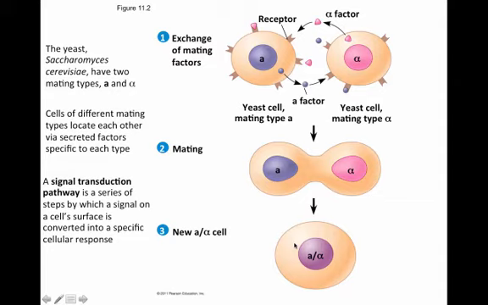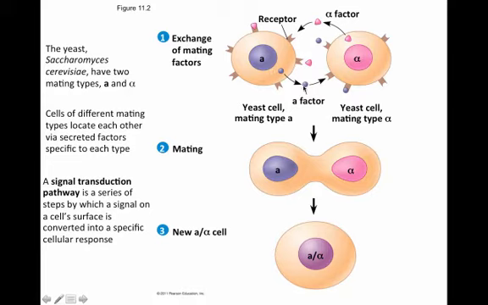And what is a signal transduction pathway? It's a series of steps by which a signal on the cell surface, as you see here, this ligand binds to this receptor. So the ligand, or the signal, from the yeast cell mating type A will bind to the receptor on the yeast cell mating type alpha. And the alpha factor, or the ligand that is released from the alpha cell, then binds to its receptor on the A cell, and then mating takes place.